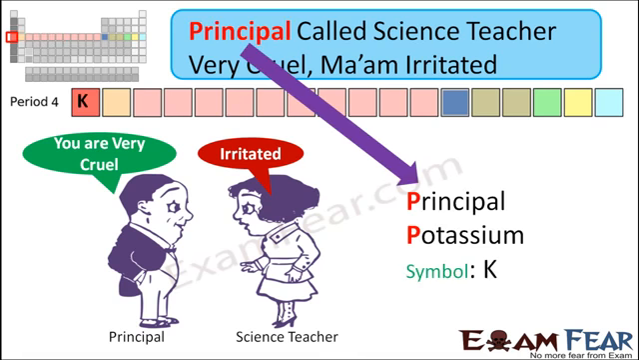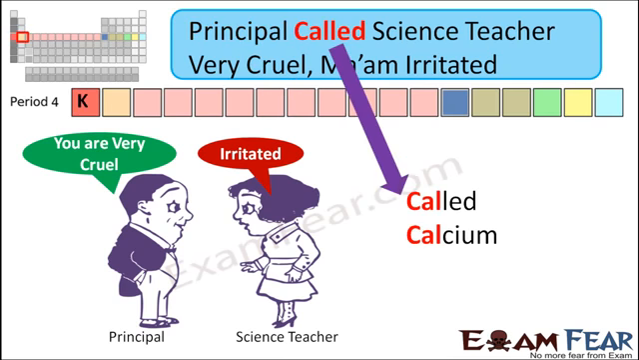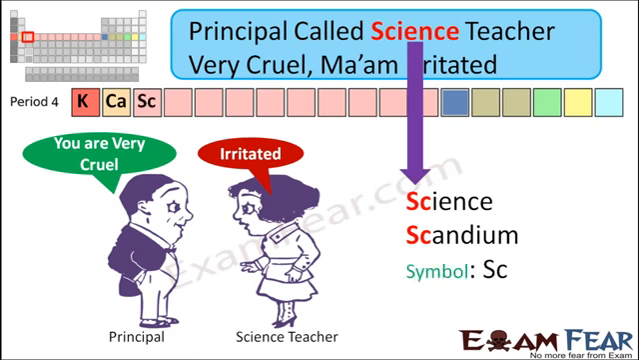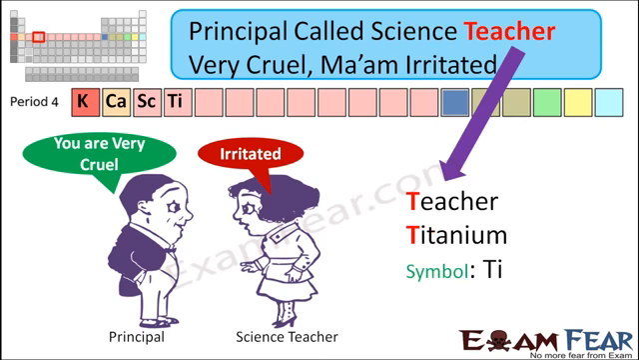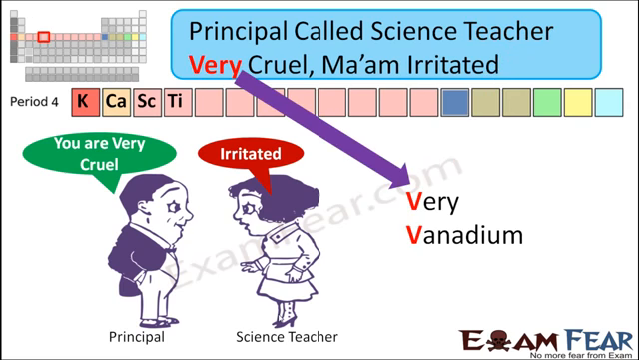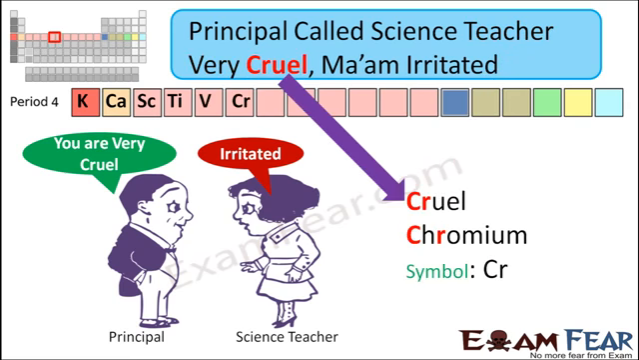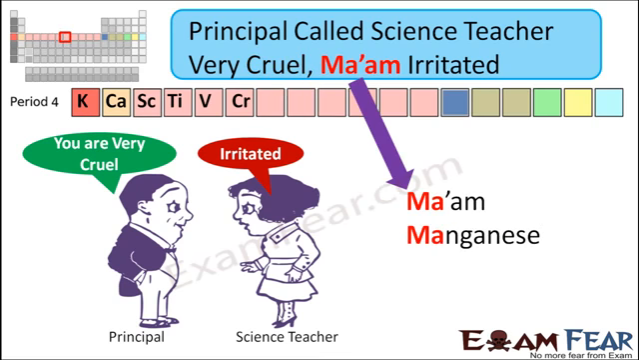So here principal reminds of potassium. P in principal, P in potassium. However, the symbol for potassium is K. So please remember that. So principal reminds of potassium. Called reminds of calcium. So you have cal in called, again cal in calcium. So called reminds of calcium. Science reminds of scandium with symbol Sc. Teacher reminds of titanium. Very reminds of vanadium. Cruel reminds of chromium. So you have Cr in cruel, Cr in chromium. So cruel, chromium. Ma'am reminds of manganese.